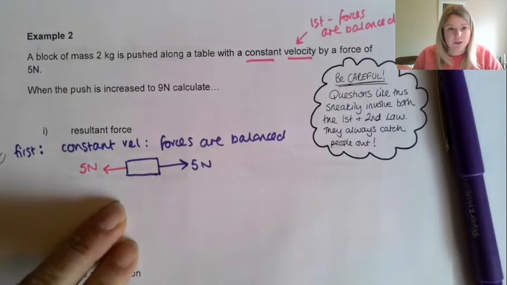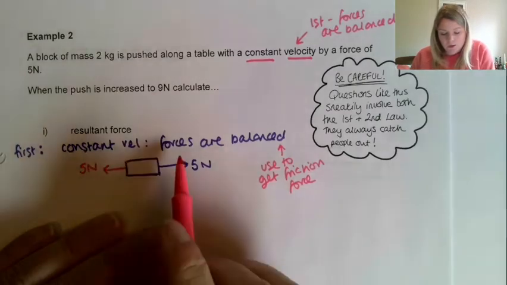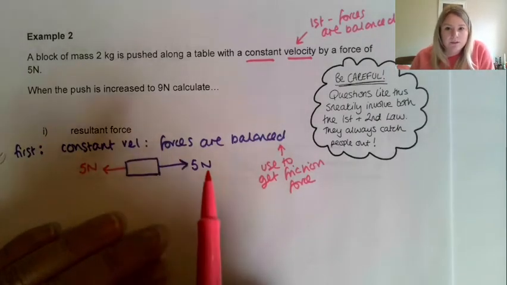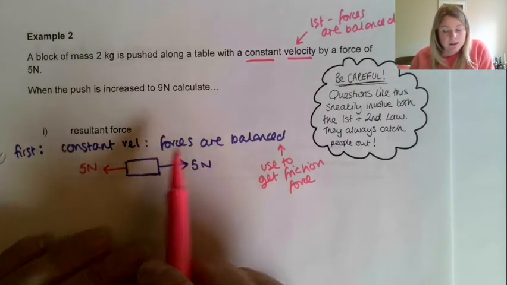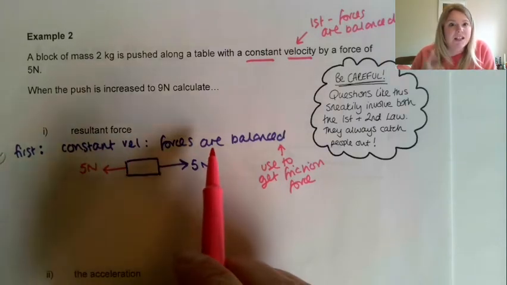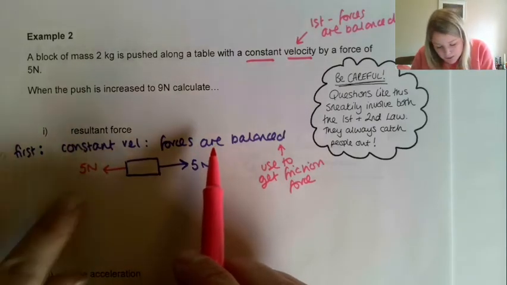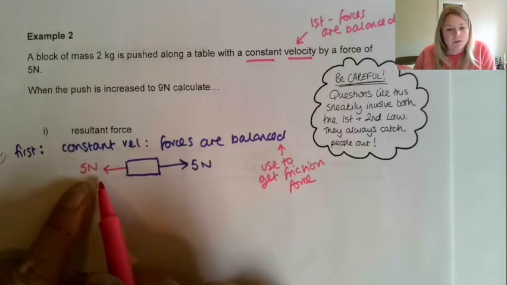Right, I'm going to write in a wee extra note about that. So use the fact that they've told us when the forward force is 5, then it's going at a constant velocity. The forces have to be balanced, so that must mean the friction force is 5 newtons. Okay.